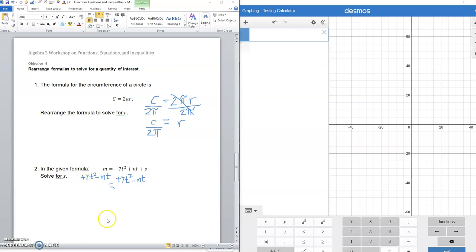Just FYI, the students that were with me last year know that this can be done with a shortcut. If you want the S to stay, then just put this on the other side but change the sign. This also, put it on the other side but change the sign. Notice here, the sign changed. Okay, so let's now begin the crossing out.